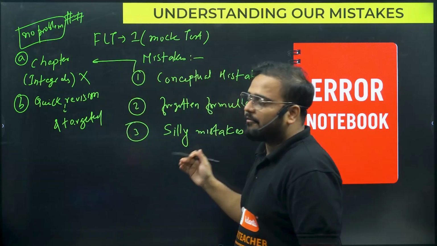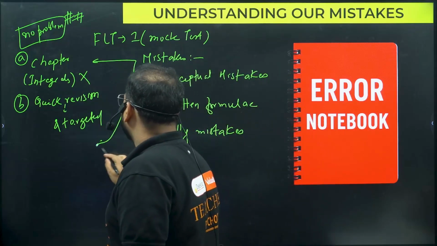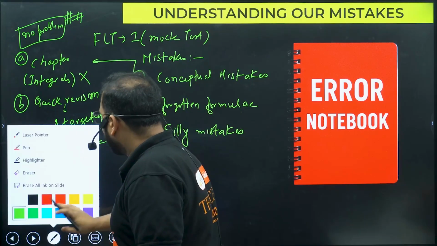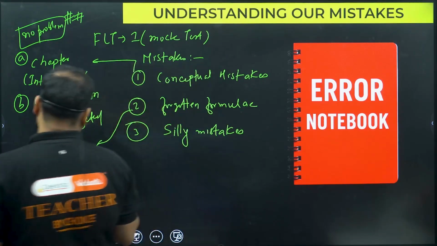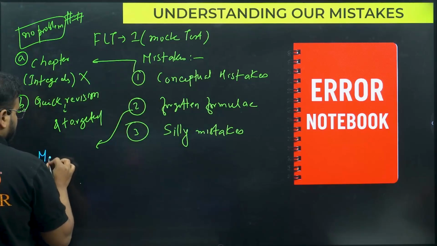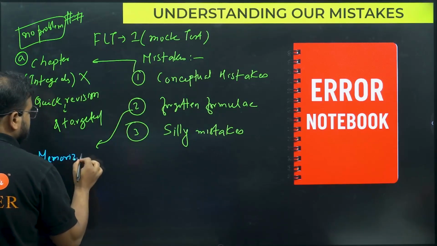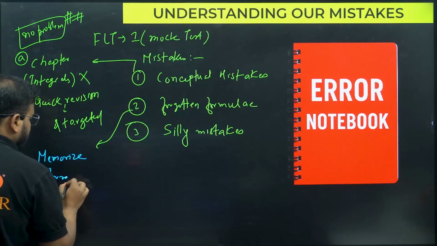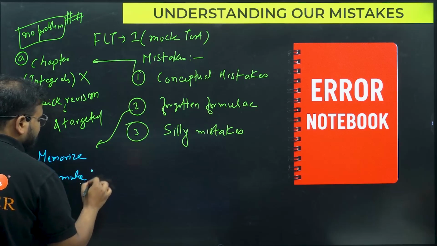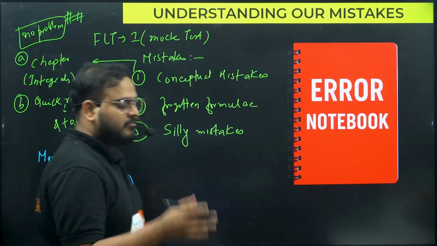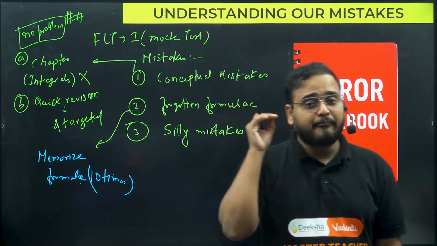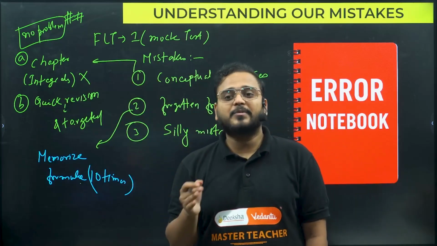Now forgotten formulas, of course, what are you going to do for this part? This is very simple. Forgotten formulas means go back and learn the formulas again and again. So memorize the formulas. That's how you deal with it. Do it 10 times minimum. Formulas are a must. Must means very, very important. You cannot miss out on the formulas.